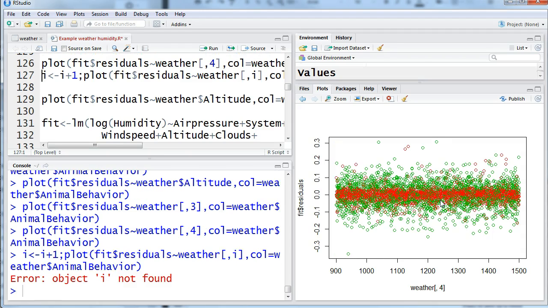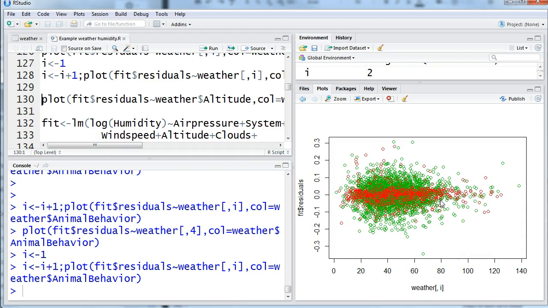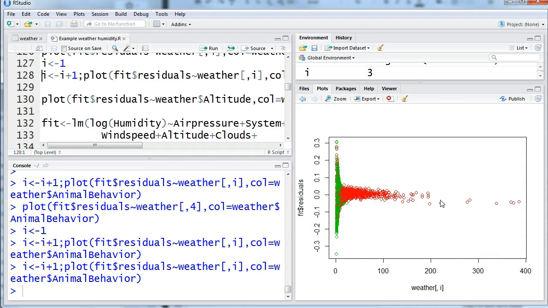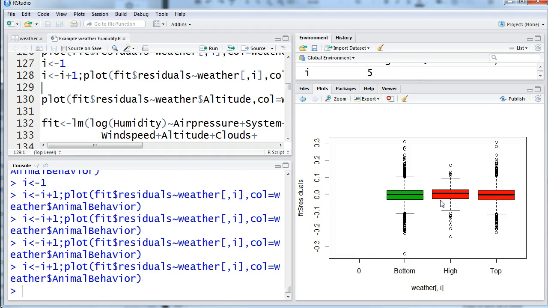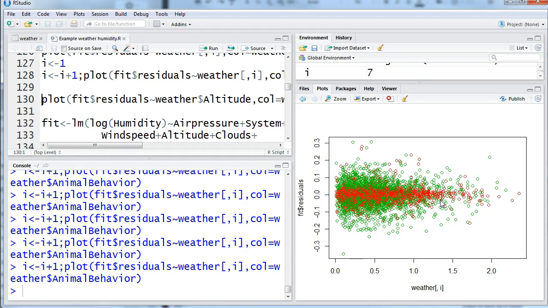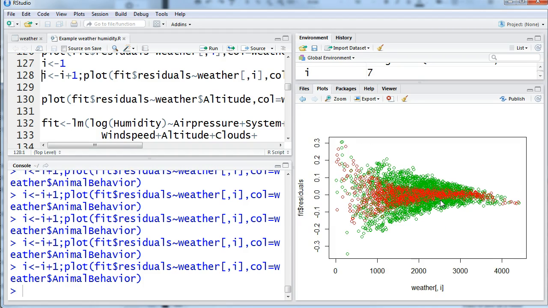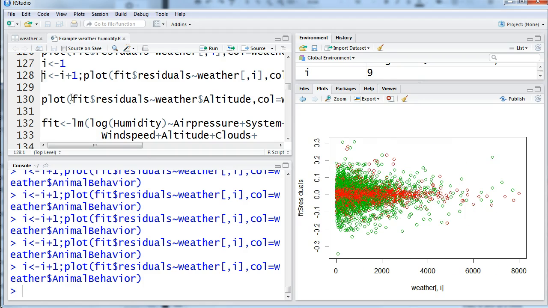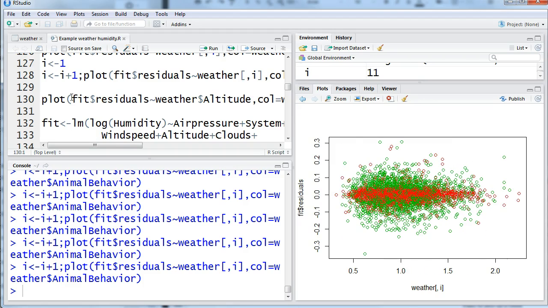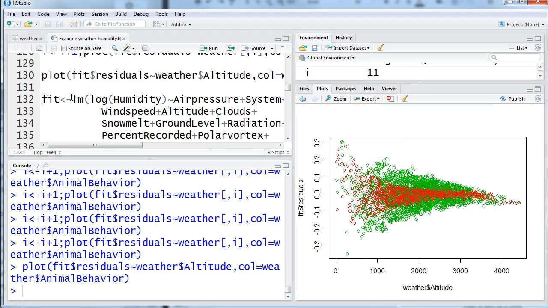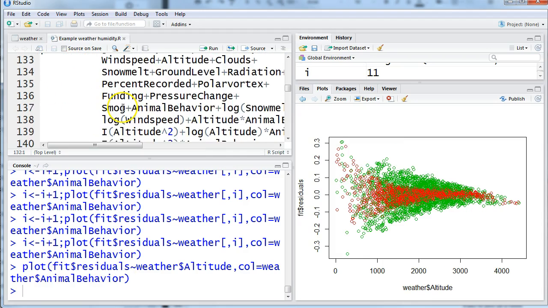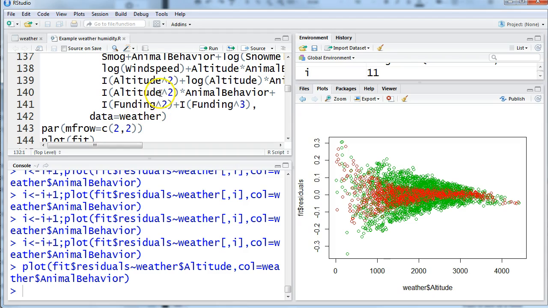Eventually I made this variable i to help keep track of things. And then I just went through plot after plot looking at how they related to animal behavior, thinking that I would find some magic plot that needed to be fixed. And in the end, no, I really couldn't find any particular plot. It's still altitude that's looking funny, right? Here's the altitude one. So at this point I said, okay, let's try altitude squared times animal behavior. Let's try log altitude times animal behavior.